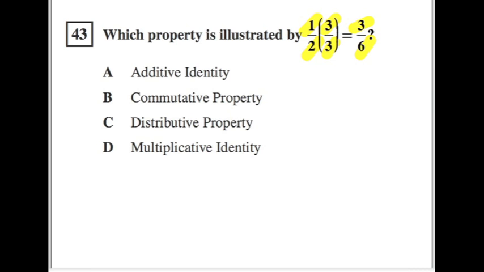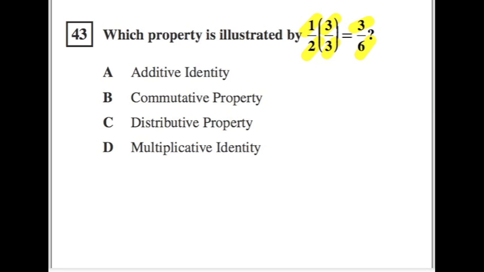So 1 times 3 is 3, we got that. 2 times 3 is 6, good. But remember, there is a last step in fractions. Any fraction problem always has the same last step, which is simplify or reduce. So can 3/6 be reduced?